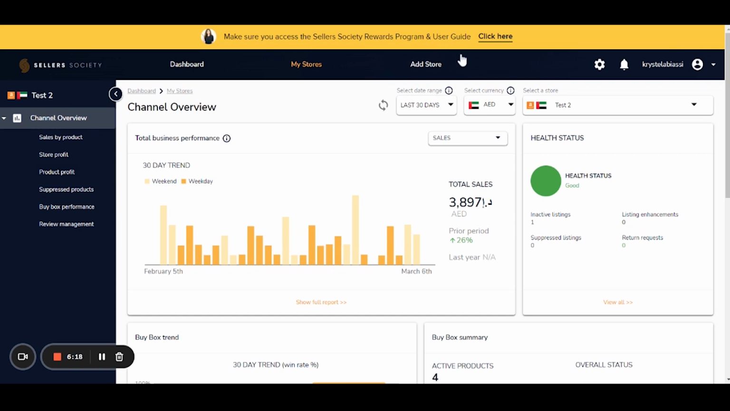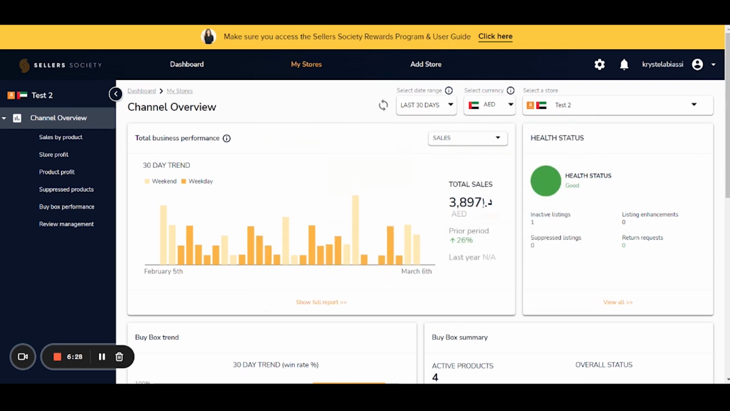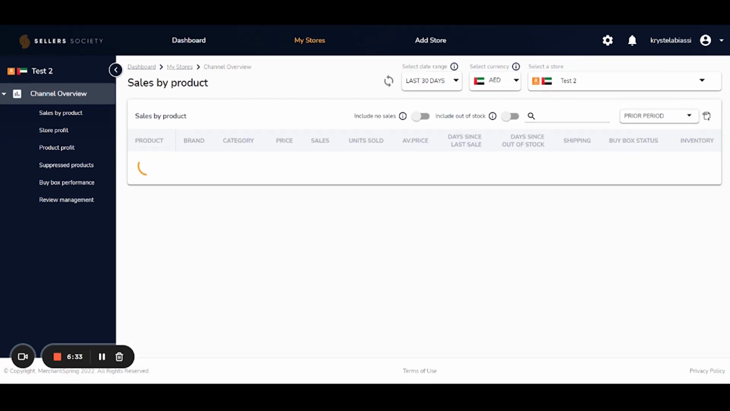So as you can see here, right now the date range is for 30 days. You can flip it and switch it to any other day that you like: yesterday, last 24 hours, custom, 12 months, last month. So you can look at any data that you want. Let's jump to sales by product, which is going to break down basically what's been happening in your account.